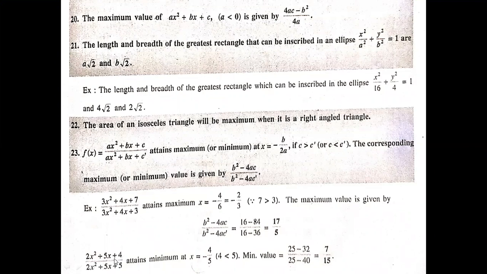So (2x square plus 5x plus 4) by (2x square plus 5x plus 5) attains minimum at x is equal to minus 4 by 5. Here c is 4 and c dash is 5. X is equal to minus 4 by 5. 4 is less than 5. In the previous example, 7 is greater than 3, so the maximum value is obtained. Here it attains minimum at x is equal to minus 4 by 5, as 4 is less than 5. Minimum value is equal to the same, (b square minus 4ac) by (b square minus 4ac dash). If you apply this, we get 7 by 50.